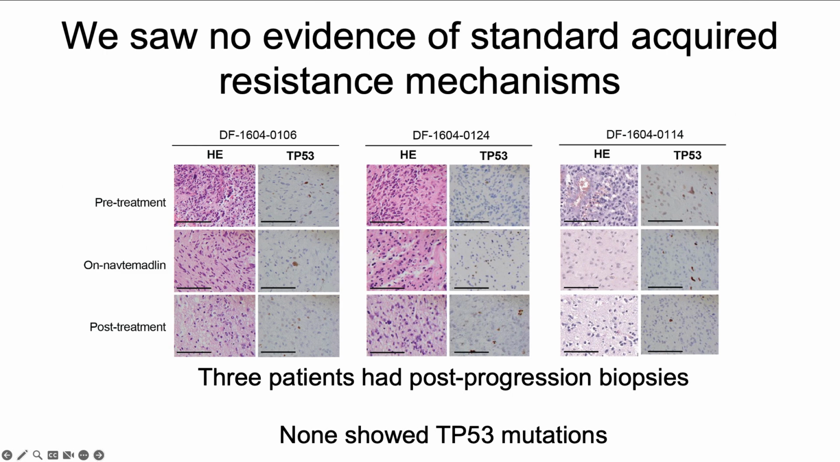So we actually did have 3 patients who had post-progression biopsies. Again, I think at least 2 of these were autopsy cases, unfortunately. Not a single one of them showed mutations in p53. So all these tumors had gotten a pharmacodynamic response, but recurred anyway, or grew through the treatment anyway, without having p53 mutations, which is the most expected secondary resistance mechanism.